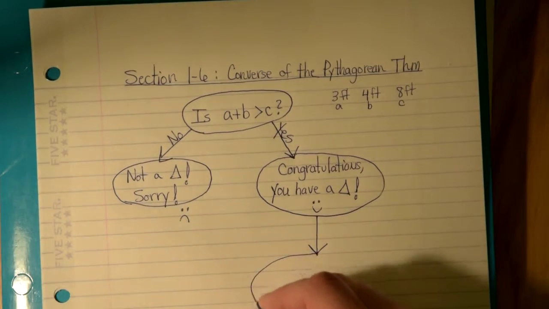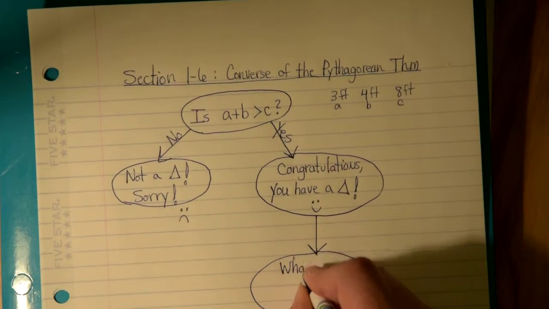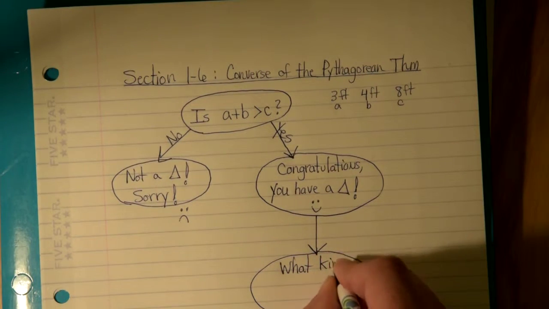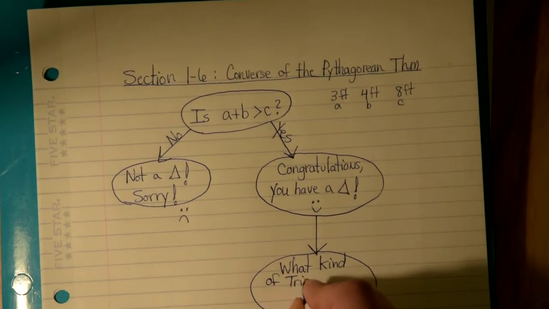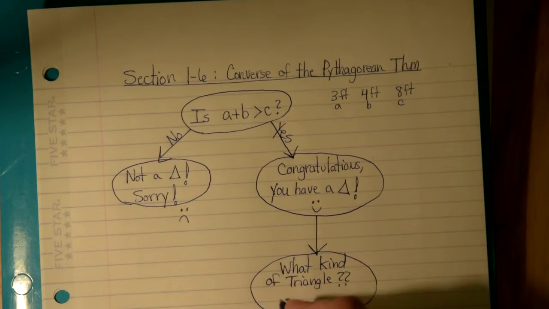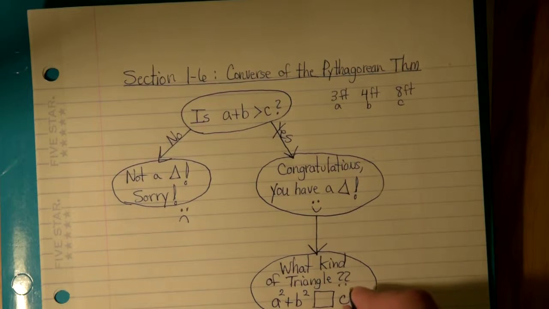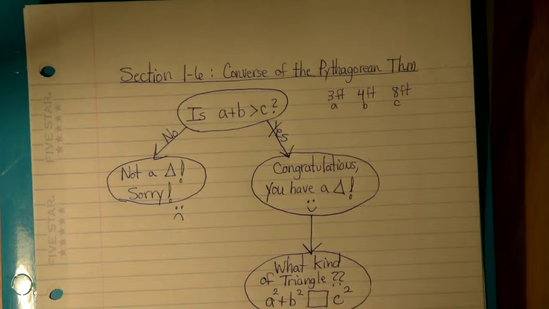and make another bubble. And the next question is, what kind of triangle? And the test you're going to use is just the Pythagorean theorem, a squared plus b squared. You're going to compare that sum to c squared. And there's three possible outcomes.